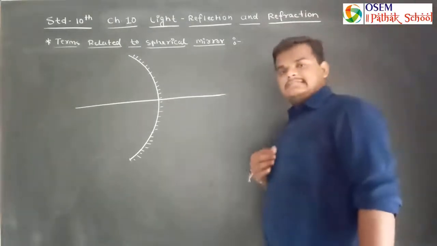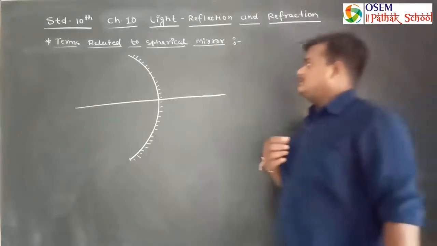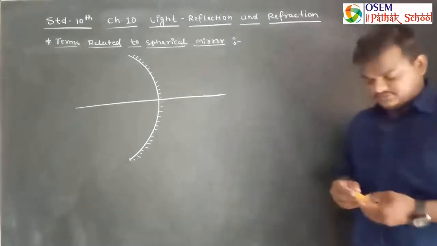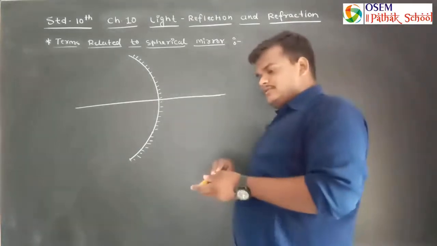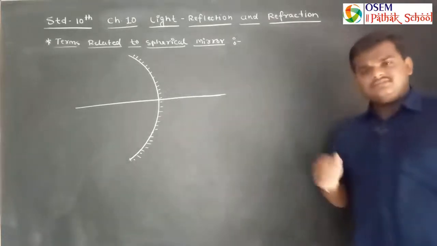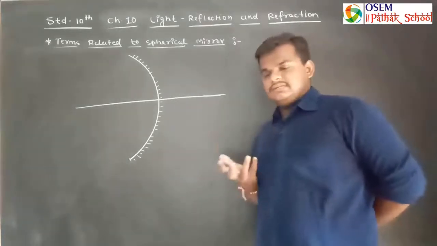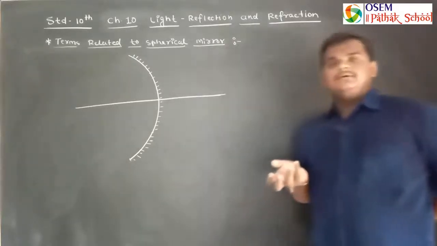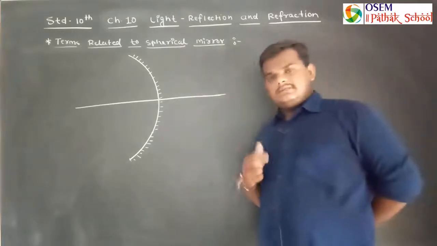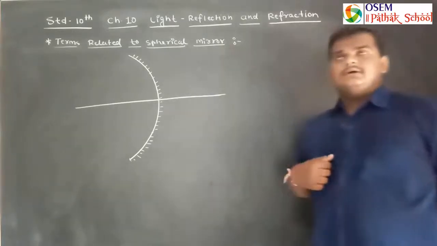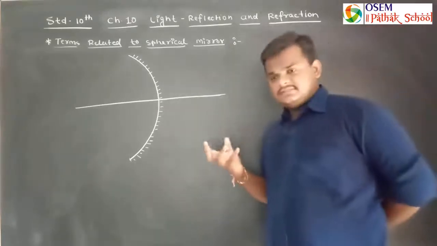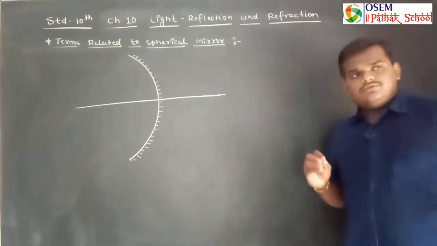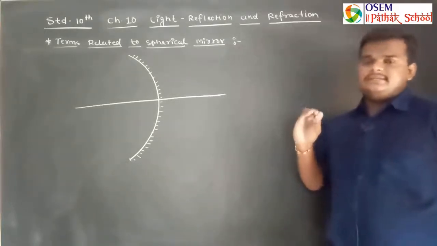Welcome back again to the second lecture of standard 10th, chapter number 10, that is Light: Reflection and Refraction. In the first lecture we completed the basics about light. So what is light? What is the difference between a ray of light and a beam of light? In the last lecture we also discussed reflection. Types of reflection and laws of reflection were completed.